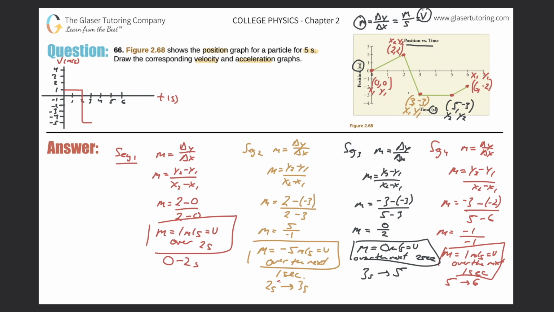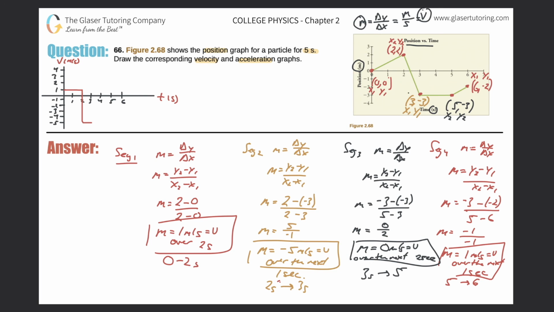So we have something that looks like that. Okay, great. Now, moving forward, let's find the next interval, or segment 3. It says that on segment 3, the velocity was 0 meters per second, and that occurs from 3 to 5 seconds. So now what I need to do is go back to the velocity graph.